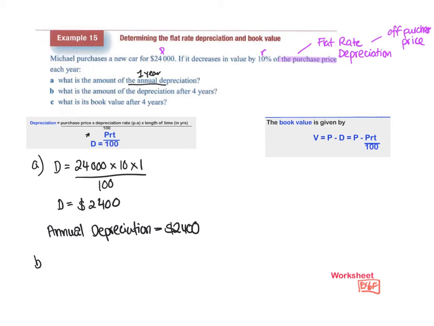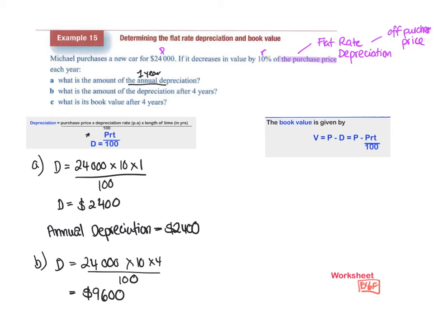Now in B, what is the amount of depreciation after 4 years? In B, we're doing the same formula, but instead of 1 year, we're doing times 4 over 100. So that would be 9,600 that it's dropped by.